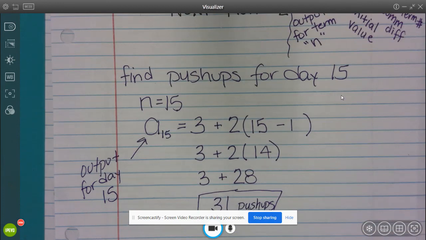And that's just an example of why sometimes it's easier to have the explicit formula, because I wouldn't want to go back to my table and add 2 a bunch of times. I'd rather just use explicit.